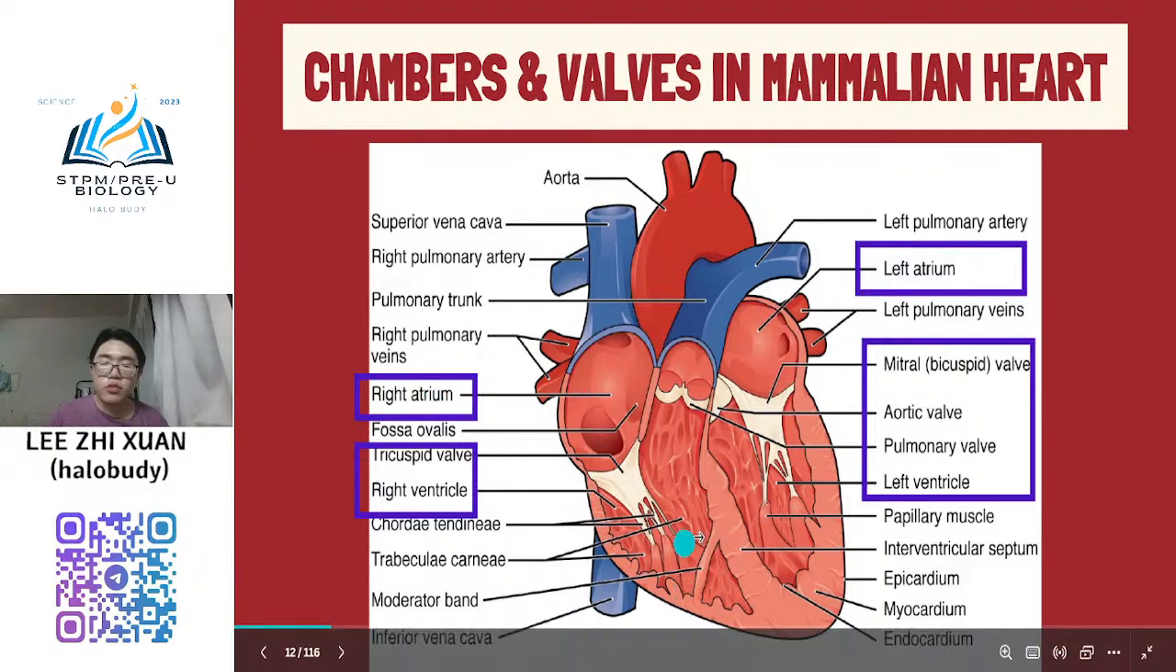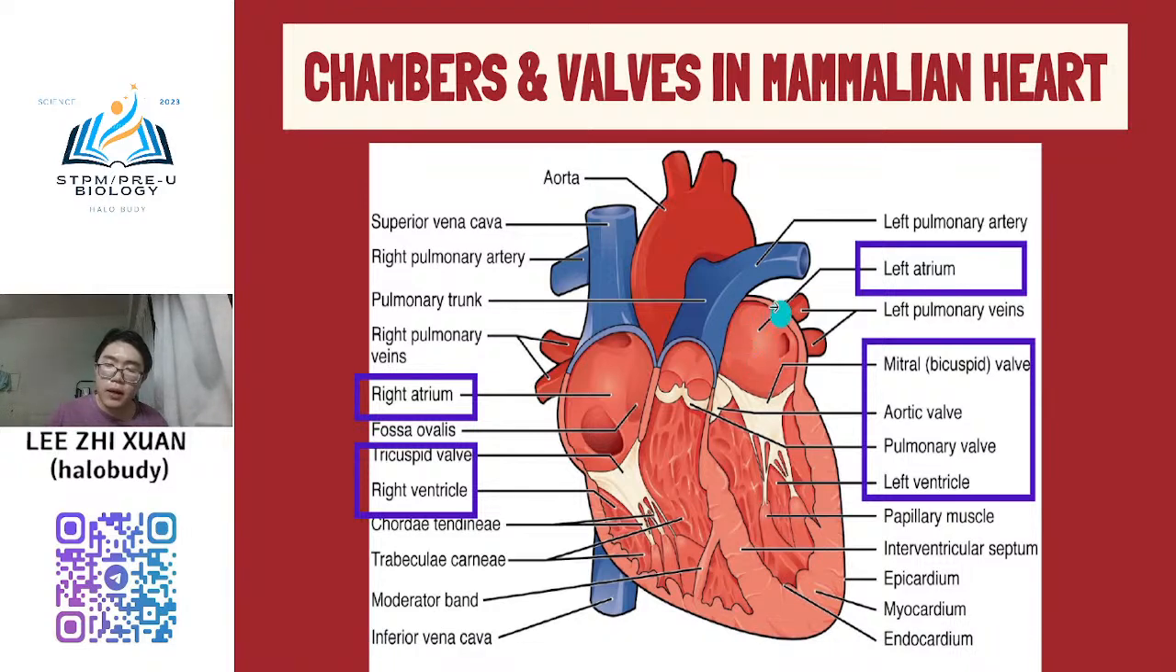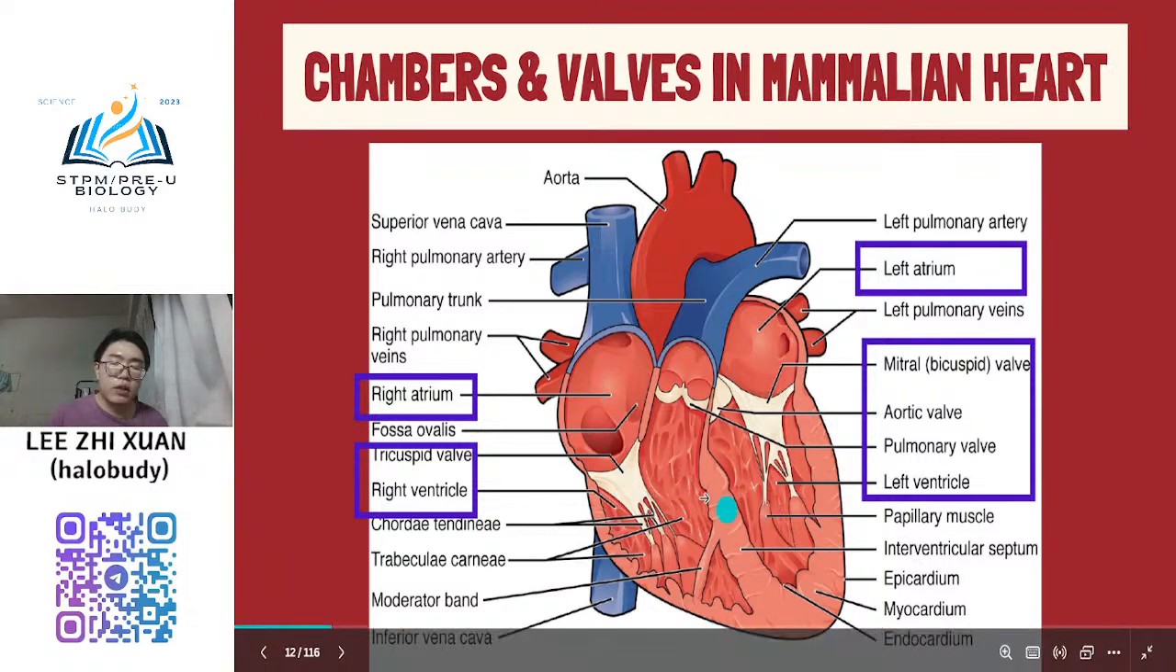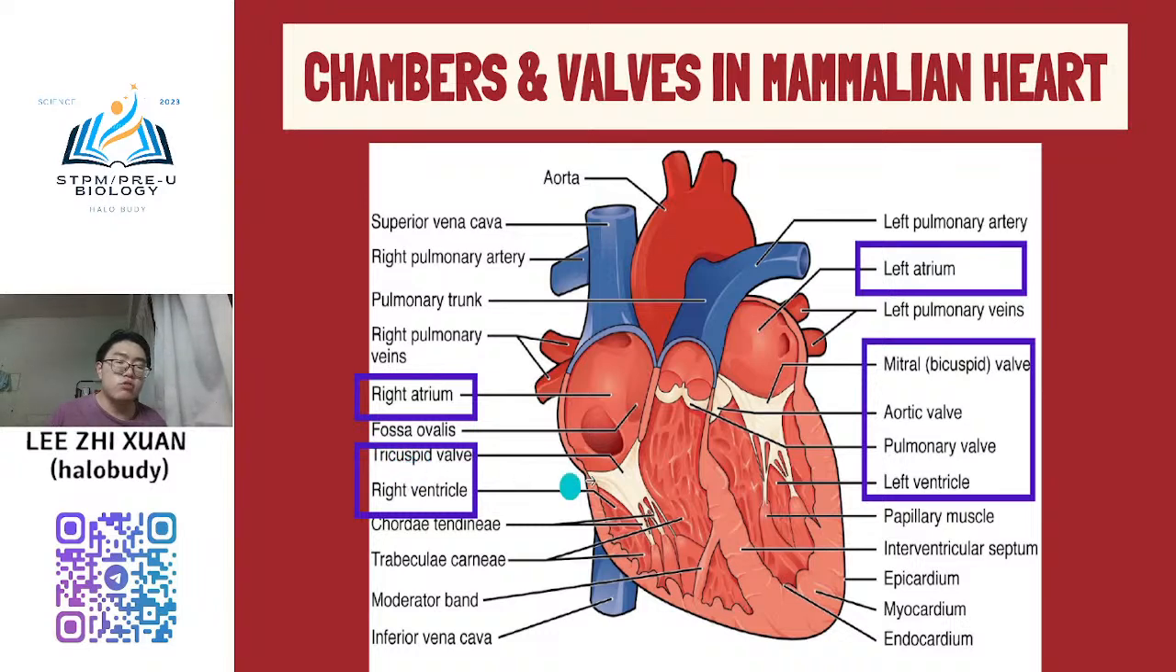If you see this kind of structure, where is the left atrium? I will know that this first one, this left hand side upper part, is the left atrium, and this right hand side upper part is the right atrium, and the lower part is the ventricle. This one is the left ventricle, and this one is the right ventricle. Between the right atrium and right ventricle, we have the tricuspid valve here. And between the left atrium and left ventricle, there is the bicuspid valve here.